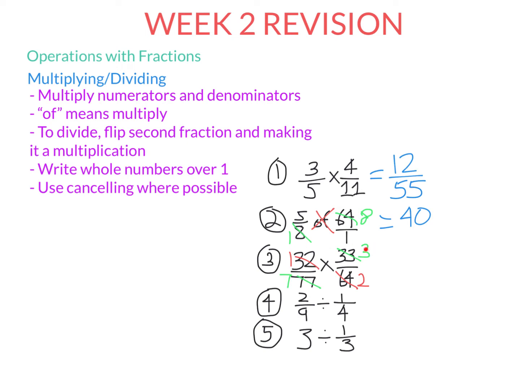So what you do to the top, you must do to the bottom. So now this is so much easier. Rather than doing 32 times 33, all I have to do is 1 times 3 is 3, 7 times 2 is 14, and I'm done.